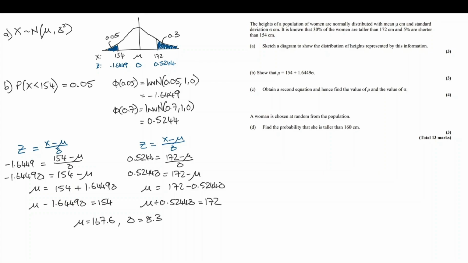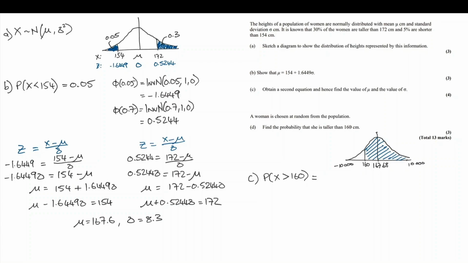Finally, in part D of the question, we're asked to find the probability that a woman chosen at random is taller than 160. Well, this is just a cumulative probability question. Now that we know the actual distribution we're working with, let's get this on the diagram. We know that the mean, or mu, is 167.6. 160 is going to be over on this side, and we can just calculate that using our normal distribution cumulative function. Okay, so here's a diagram just to represent all of that. 160 is over here, so I'm expecting a large probability, a probability bigger than 0.5.